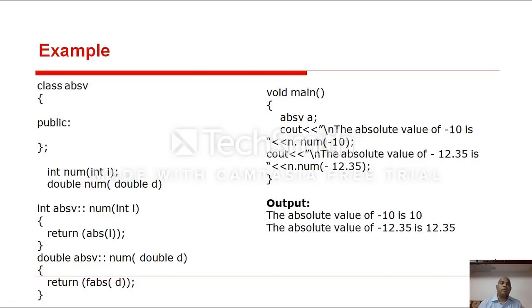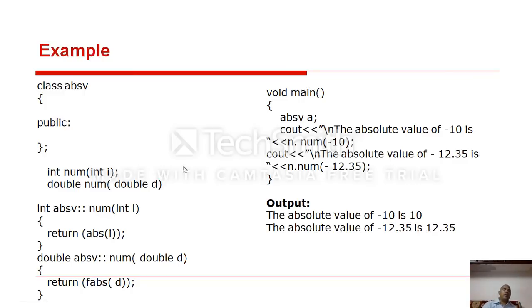Then member functions can be overloaded. Clear? Come here. So integer num I, then double num I. Here the same function names. First statement, second statement. So num integer I, num double D. These two are the same statements. So integer ABSV, num integer I. Simply I value passes from this function to this one. Clear? So value passes to here. Then double num double D.